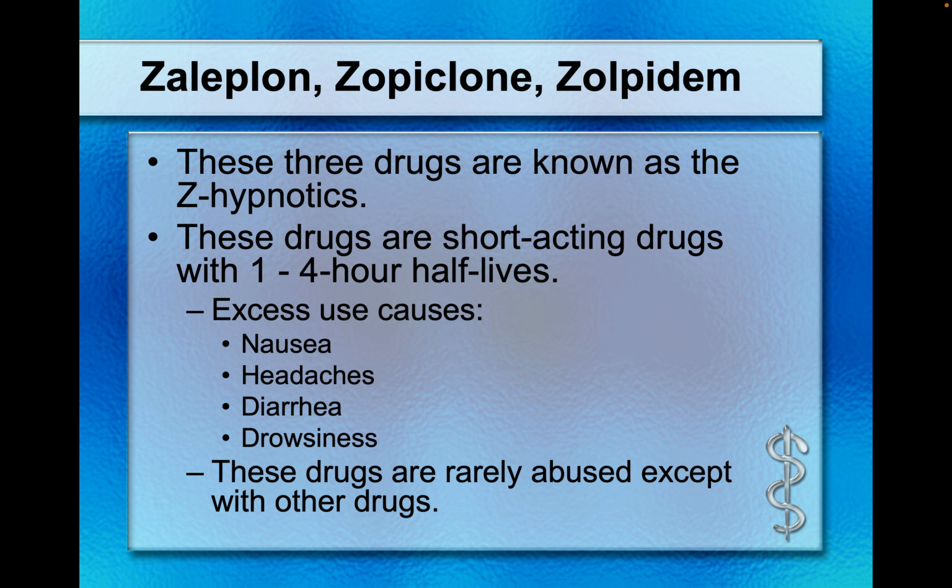These 3 drugs are known as the Z-hypnotics. These drugs are short-acting, with 1 to 4 hour half-lives. Excess use causes nausea, headaches, diarrhea, and drowsiness. These drugs are rarely abused except with other drugs, the Z-hypnotics.